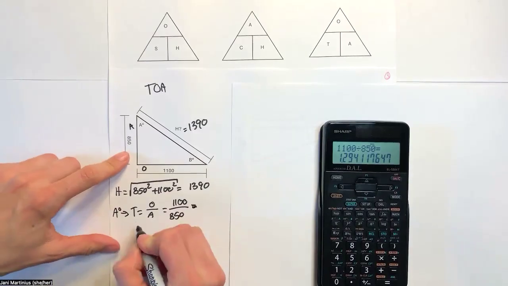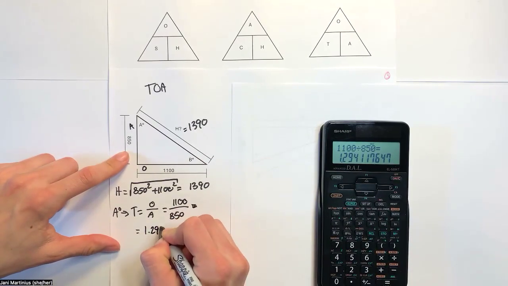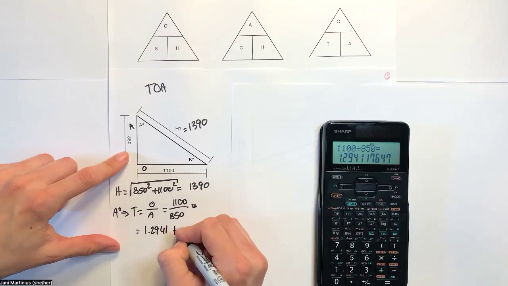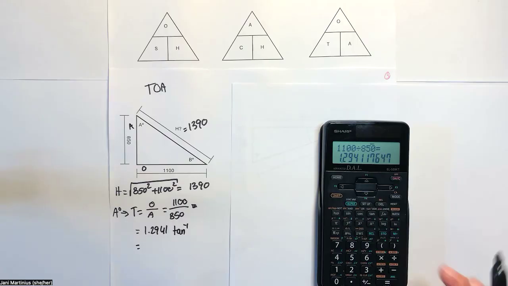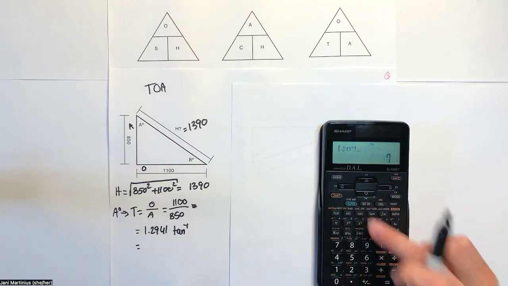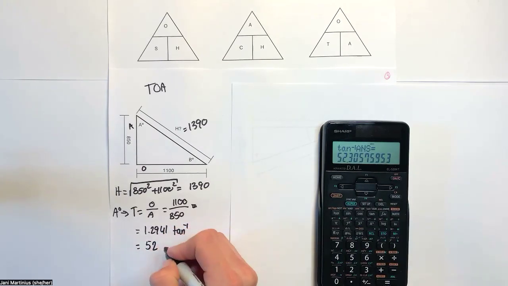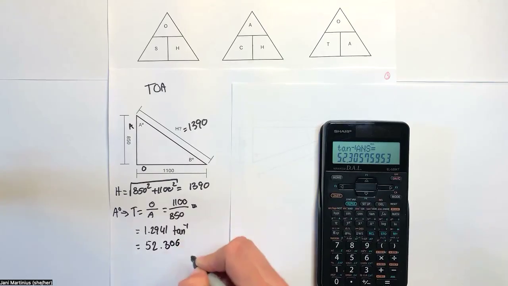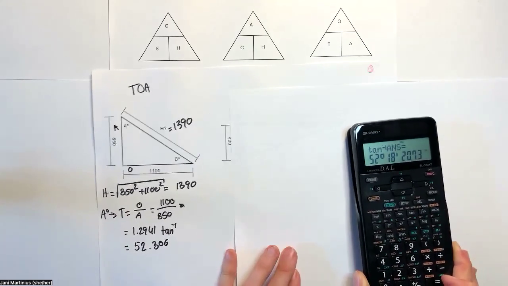I'm just going to pop that down here. So 1.2941, and then we take inverted tan function to find out the actual degree. So second function tan, 52.306, or hitting the DMS button. Oopsies.